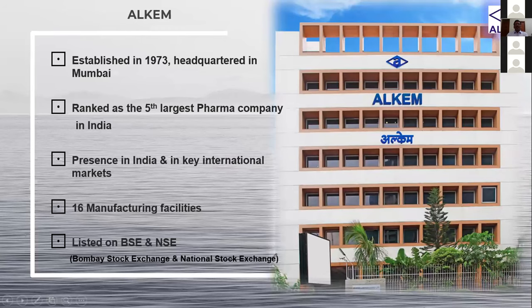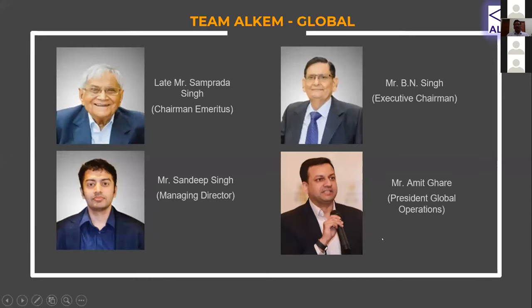Alchem Laboratories is a very old pharmaceutical company, established way back in 1973 and headquartered in Mumbai, the commercial capital of India. It's ranked as the fifth largest pharmaceutical company in India. And we are present not only in India, but in many other key international markets. We have almost 16 manufacturing facilities across countries, including in the US. And Alchem Labs is listed on a stock exchange in India as a public limited company.